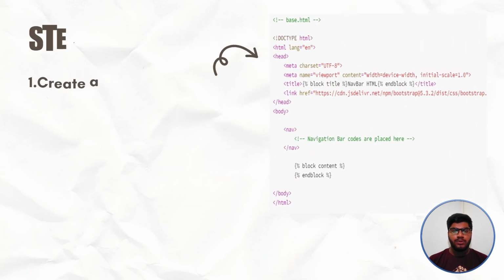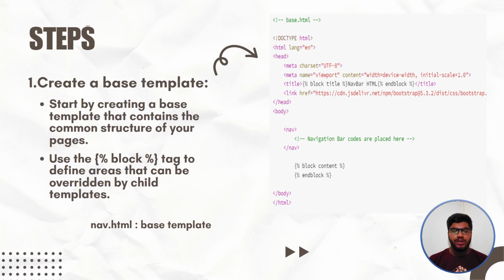Now let us discuss the steps used in Django to implement template inheritance. First, we have to create the base template. Here in the figure we have mentioned the base template. For creating the base template, start by creating a base template that contains the common structures of your pages. Use the block tag to define the areas that can be overridden by the child templates.